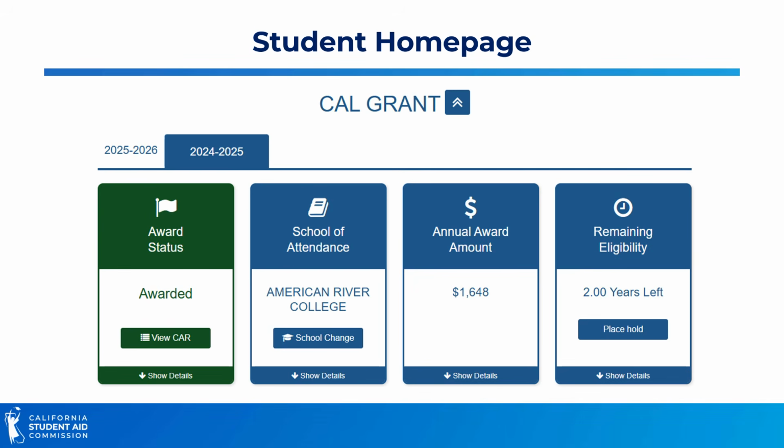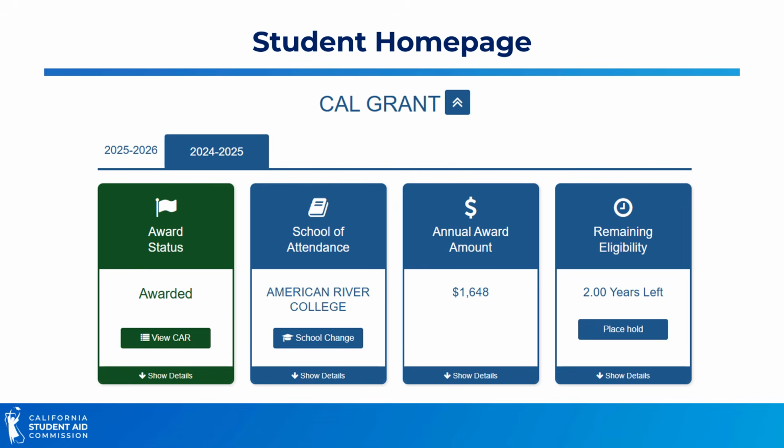If a student has a Cal Grant, they have the ability to place that Cal Grant on hold for a semester, 2 semesters, even up to 2 full academic years. When the Cal Grant is placed on hold, no payments will be made and no eligibility will be used. A student may choose to put their Cal Grant on hold if they're going to take time off of school or if they just want to save their remaining Cal Grant eligibility, for example, to use at a 4-year university.